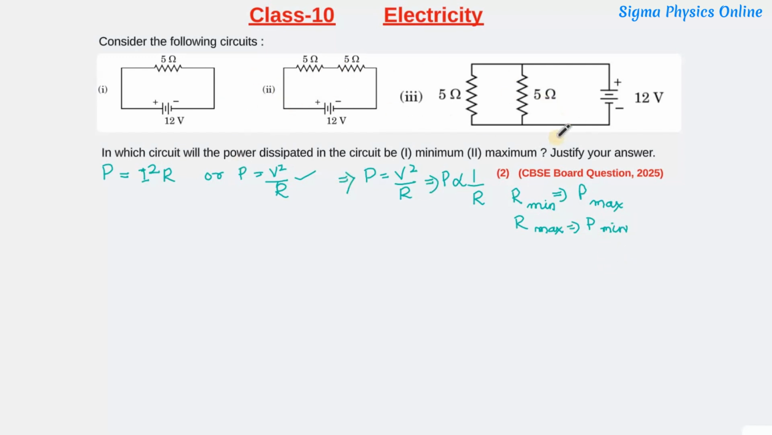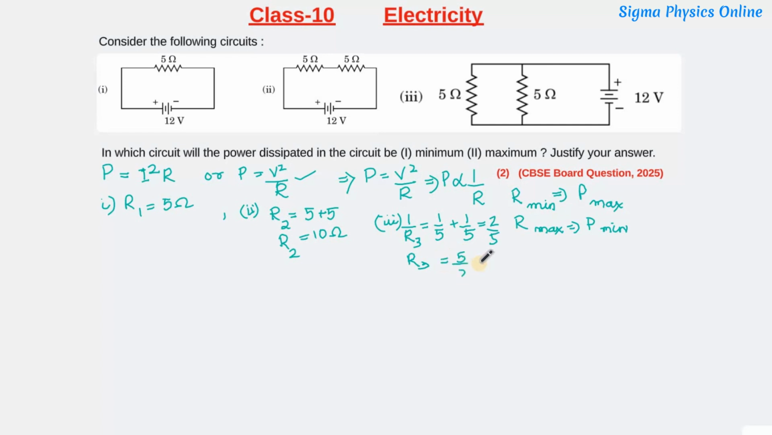So first we have to find out the total resistance in each of these three cases, and then we'll find out the power. In the first case, the resistance is given as 5 ohm. In the second case, the resistors are connected in series, hence the total resistance in the circuit will be the total of these two resistors, that is 5 ohm plus 5 ohm, that is 10 ohm. Hence R2 is 10 ohm. In the third case, there are two resistors of 5 ohm each which are connected in parallel. So the equivalent resistance will be 1 by R is 1 by 5 plus 1 by 5, which is 2 by 5. Hence R3 is 5 by 2 ohm, which is 2.5 ohm.